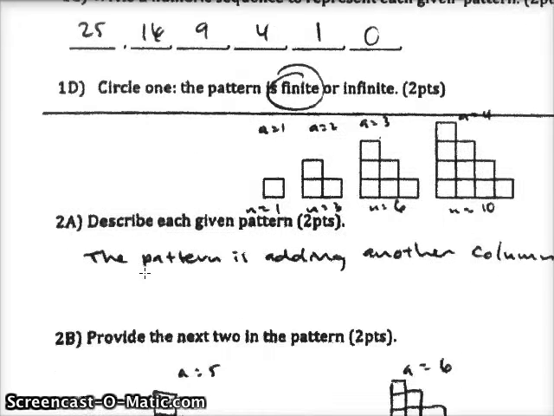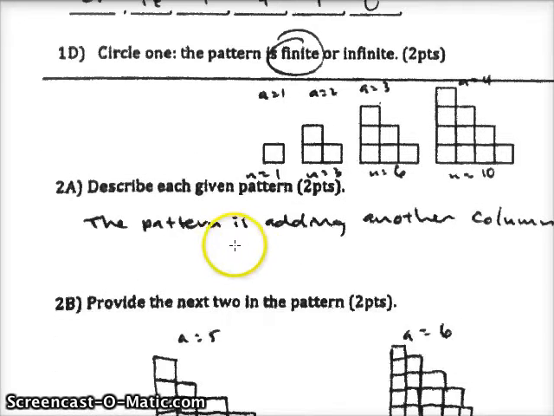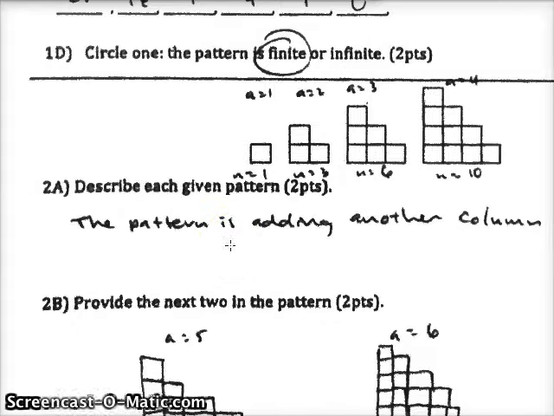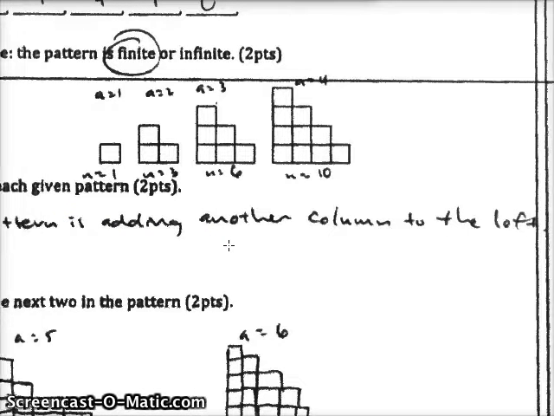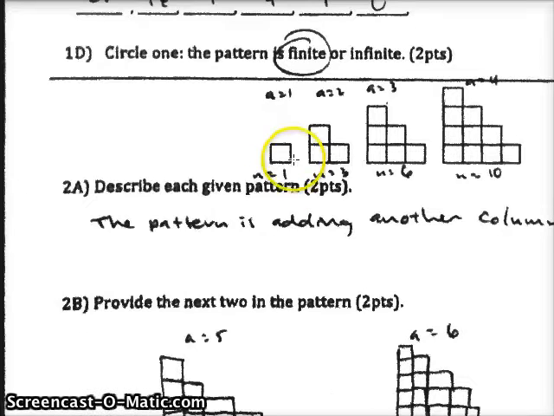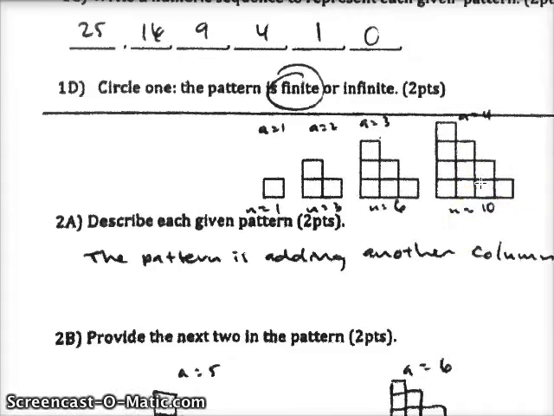Question 2a. Describe each given pattern. This one I said the pattern is adding another column to the left. That's how I described it, or you could have said adding another row to the bottom. For example, there's 1, and then there's 2, and you add another row, that's 3, and the next row has 4. Okay, so very similar to the other problem above.